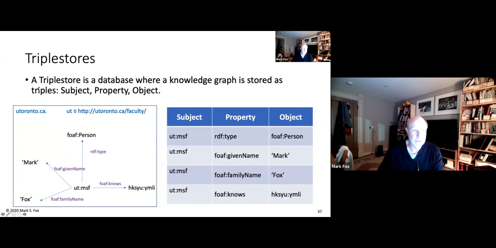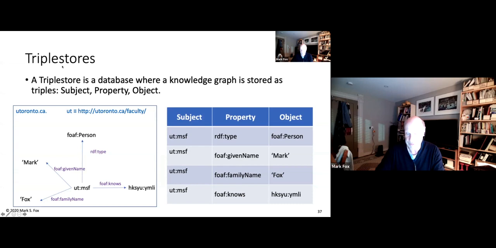Well, we have what are called triple stores, which is a database where a knowledge graph is stored as triples. You can take any knowledge graph like this and translate it into a set of triples, where the triple is subject, property, value. So MSF, type, person. MSF given name Mark, MSF family name Fox, MSF knows HKSYU YMLI.